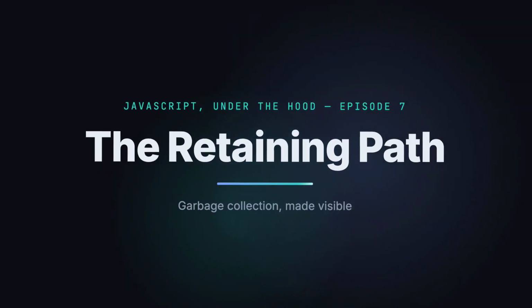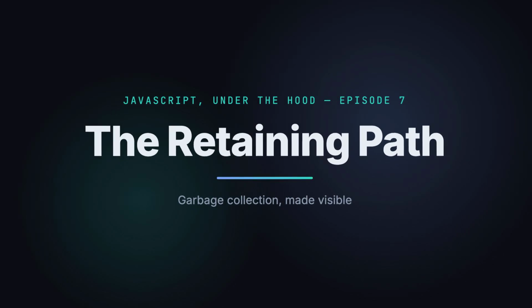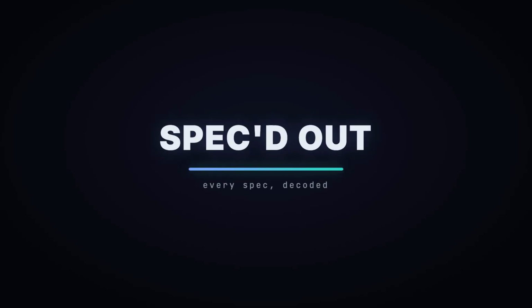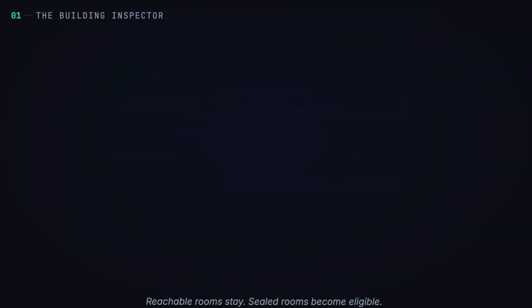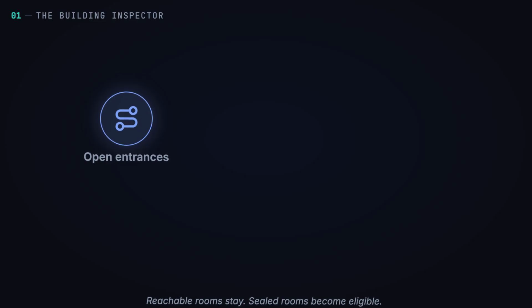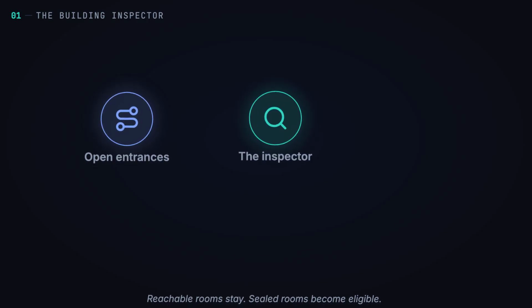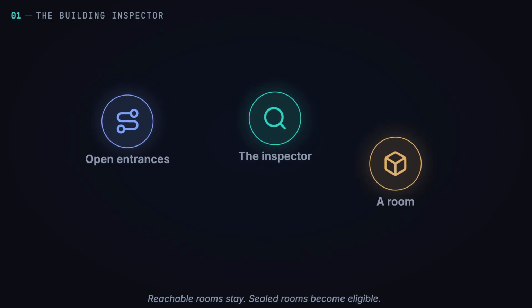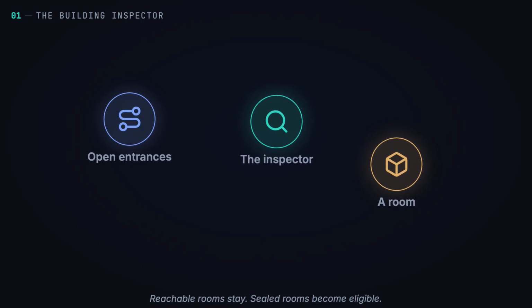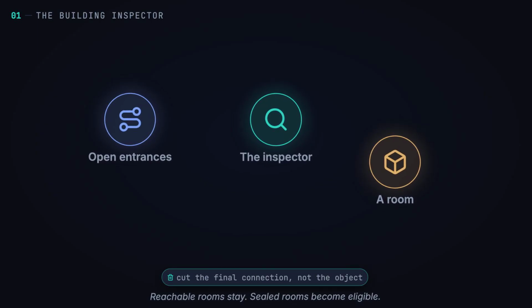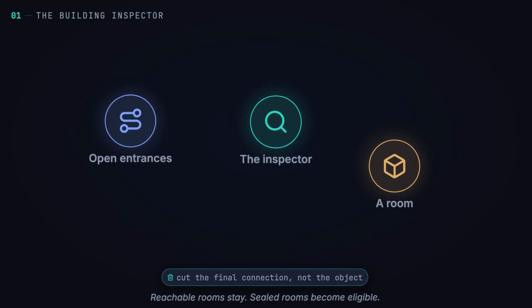V8 just compiled your JavaScript. Now it has to decide which objects are still part of the program and which are ready to disappear. Picture your program as a building. The inspector starts only at entrances that are still open: the running code, global state, the browser page. From each entrance, they walk every hallway to every room they can reach. A room with a route from an entrance is live. It stays. But if no hallway from any entrance reaches a room, it is sealed off from the program. That room is eligible for cleanup.